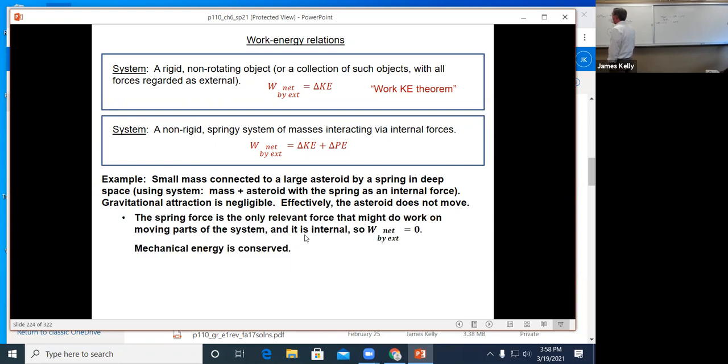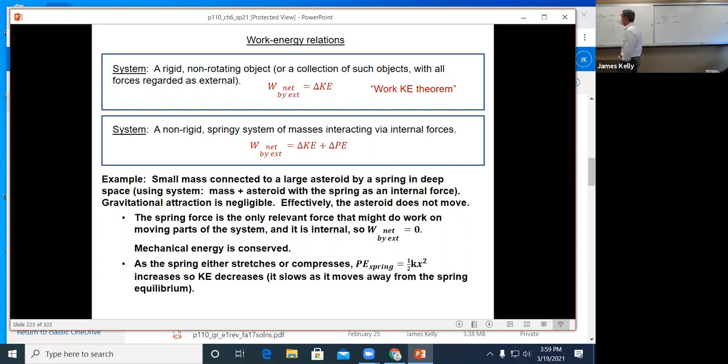Okay, the asteroid doesn't move. In this case, the spring force is the only relevant force. If I can ignore that gravitational force, and there's no air resistance, then there just aren't any significant external forces, so the net work done by external forces is zero. And so again, mechanical energy is conserved. Spring potential energy is 1/2 kx squared.